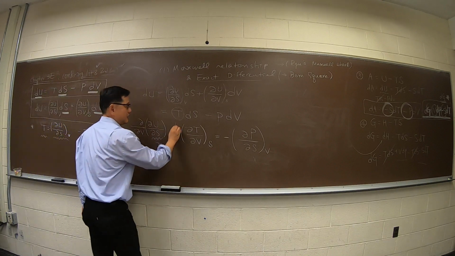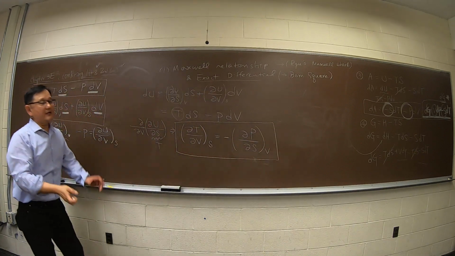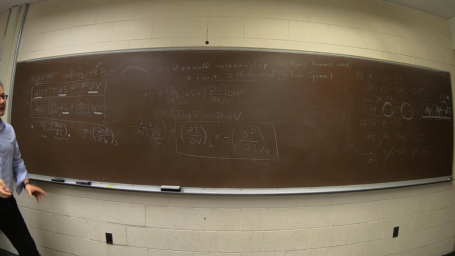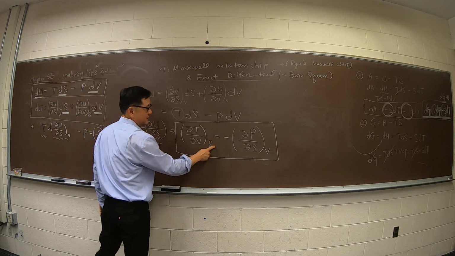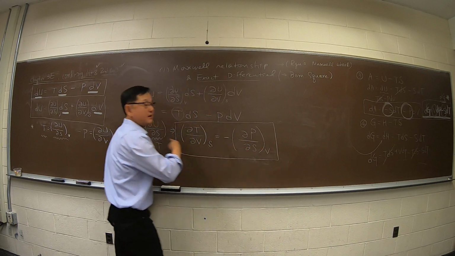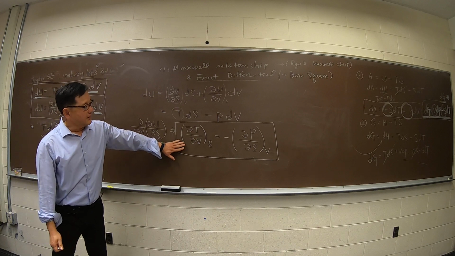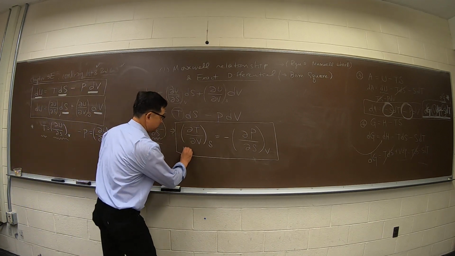So this is coming from the relationship that when you have a function that has two dependent variables, whether you do the first derivative with respect to entropy and then volume, or volume and then entropy, doesn't matter, so they have to be the same value. And this is one of what is called the Maxwell relationships.